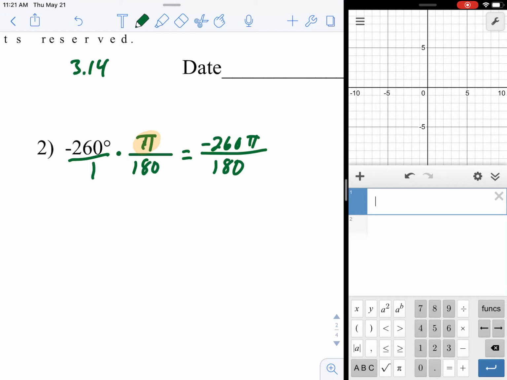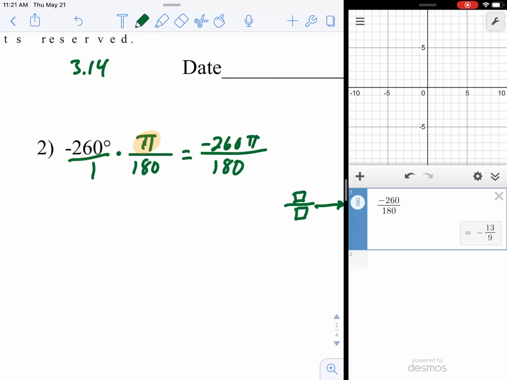Let me show you something really slick that Desmos does. So I'm going to hit the fraction button. Negative 260 divided by 180. Now that gives me a decimal answer, but I don't know if you can see right there, there's a little symbol that looks like this. I'm not sure if we use this in class or not, but when I hit that button with my finger, it makes a fraction out of it.